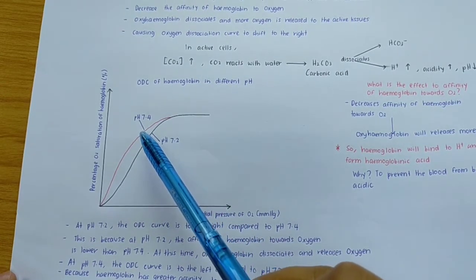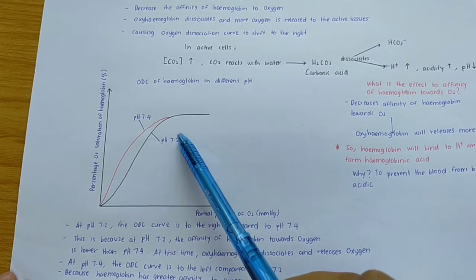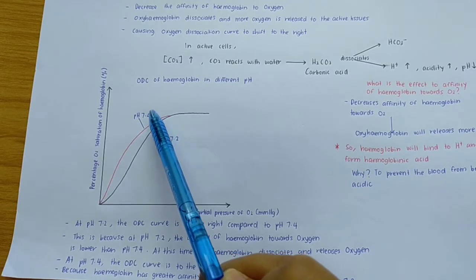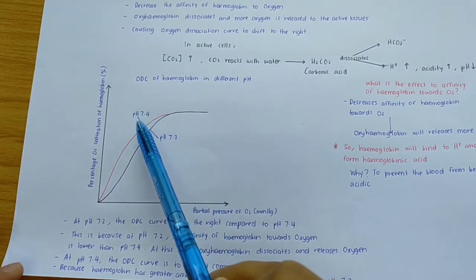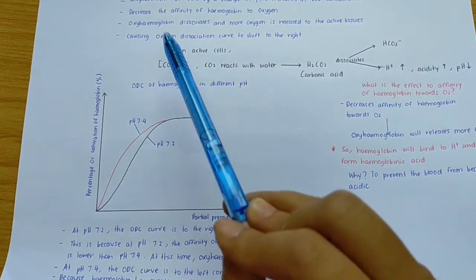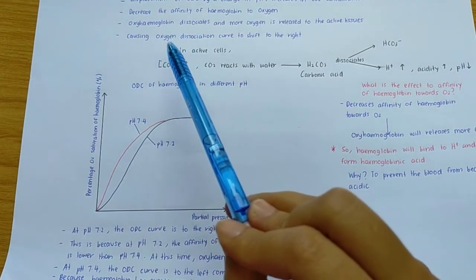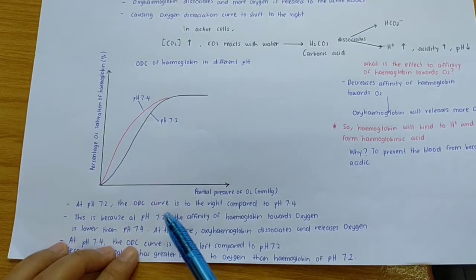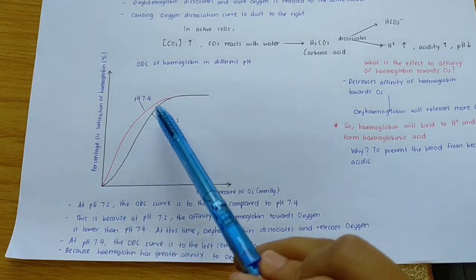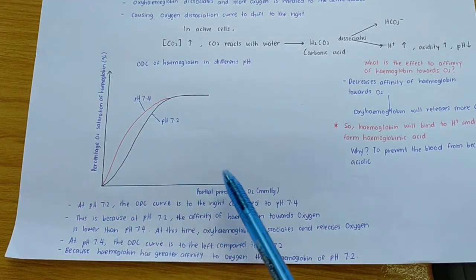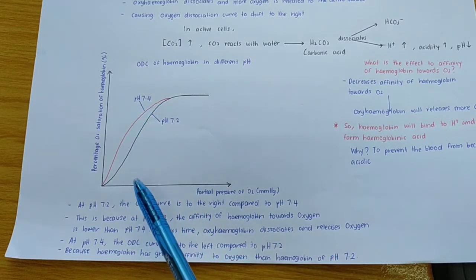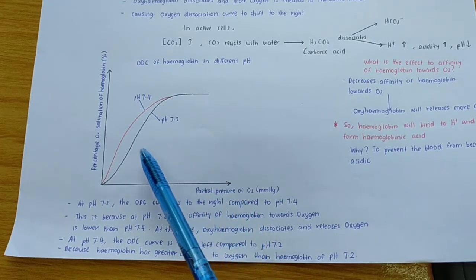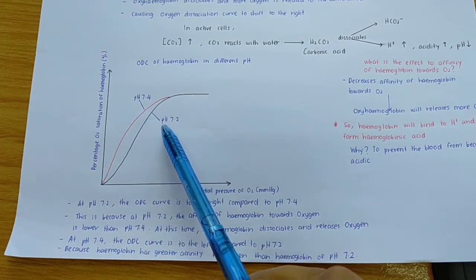So that's why the oxygen dissociation curve for pH 7.2 is to the right. Dia adalah di sebelah kanan compare dengan pH 7.4 di sebelah kiri. Nah, ni kanan, yang ni kiri. So yang ni yang kita maksudkan, kalau misalnya berlaku decrease in pH, the oxygen dissociation curve will shift to the right. Okay. So based on the explanation, at pH 7.2, the ODC curve, so this is the ODC curve, is to the right compared to pH 7.4. Why? This is because at pH 7.2, the affinity of hemoglobin towards oxygen is lower than at pH 7.4.